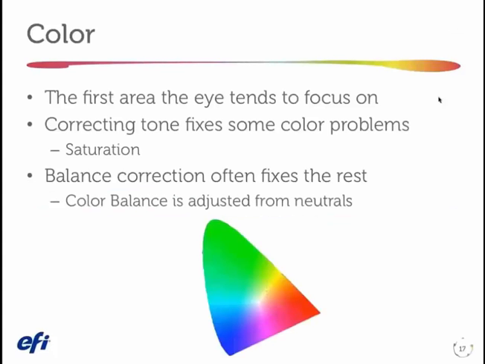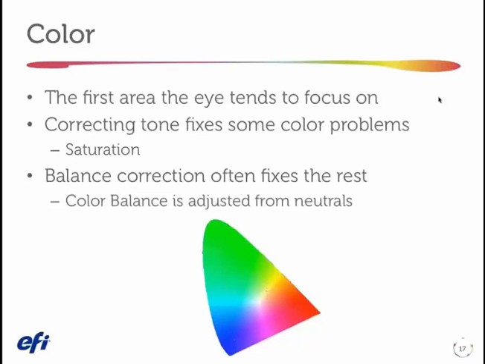Color is, of course, the first thing the eye focuses on when we look at a digital print. And if we've corrected the tone first, we've fixed some of the color problems, maybe with saturation, but we probably need at least one more adjustment in a bad print or a bad photograph. And that's a balance correction. Color balance is adjusted from the neutrals. We'll look at this in a moment.